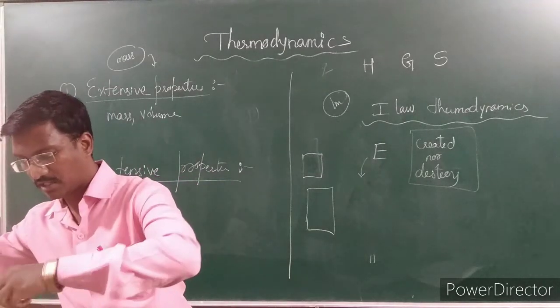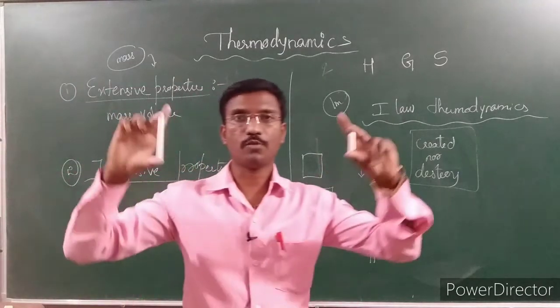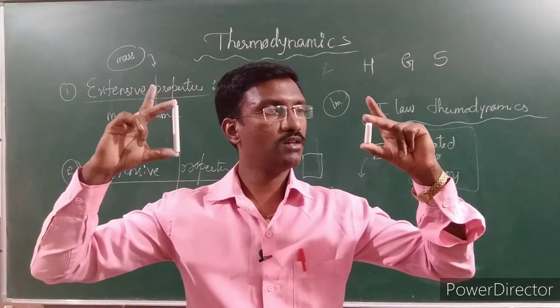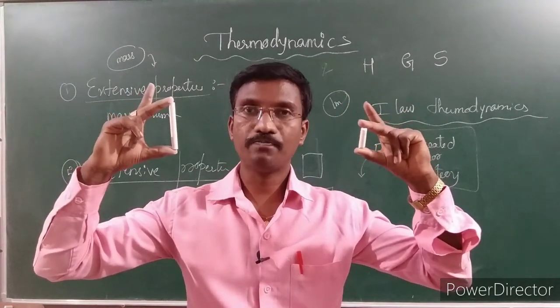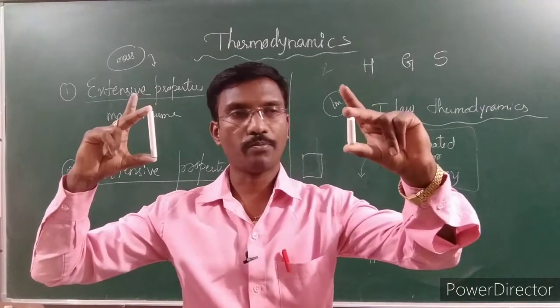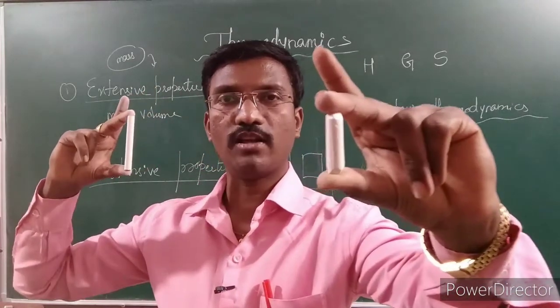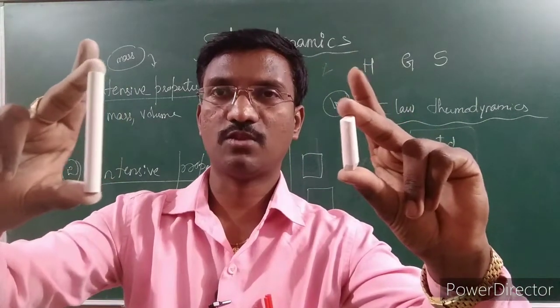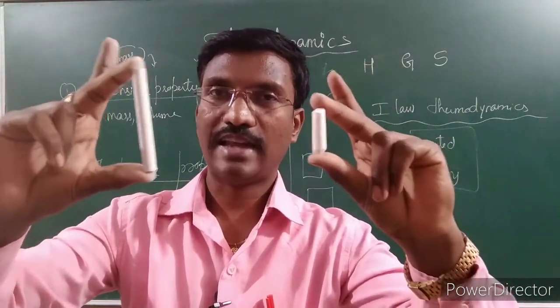Otherwise we will take the best example here. These are the two choppies I am having. Can you see here? This is also choppies, this is also choppies. Which one is having the greater volume? This one is having a smaller volume. Why? Because the size is small. This one is having a larger volume. Why? Because the size is larger.